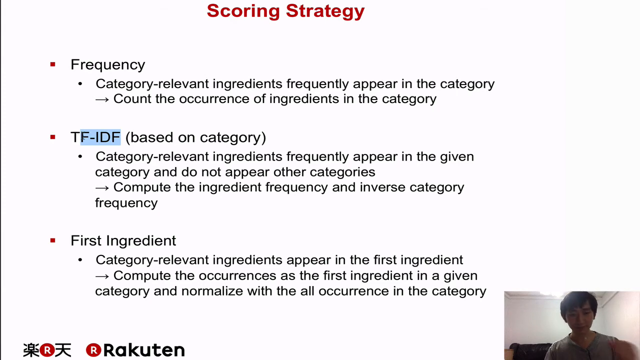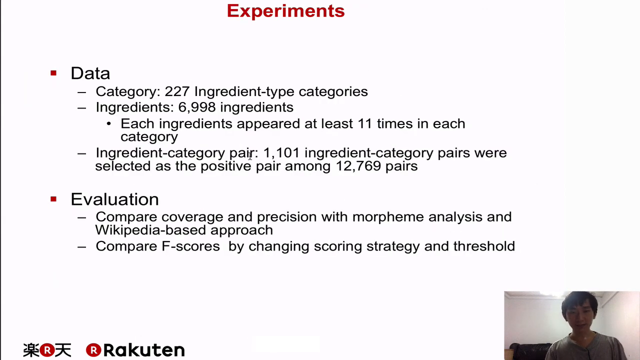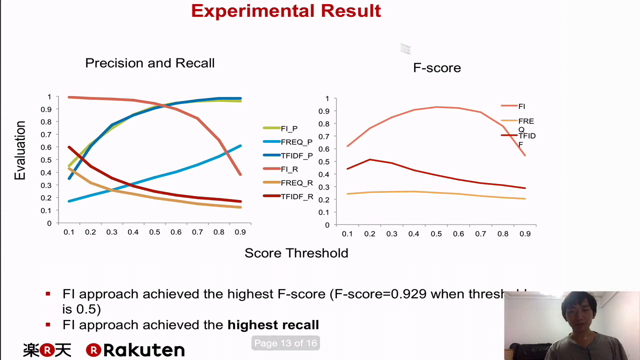It's very indicative. And here's the scoring strategy, in the sense that these three lines show how the three different methods are calculated. And I'll skip through some of these slides about more of the details of the experiment, but categorization, and I'll show you the result. In summary, the FI, the first ingredient method, has the best F score and the highest recall. I'll show you a comparison.